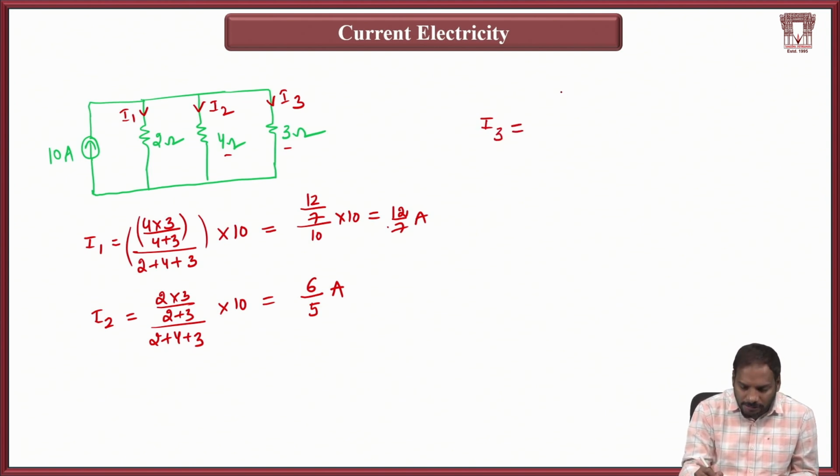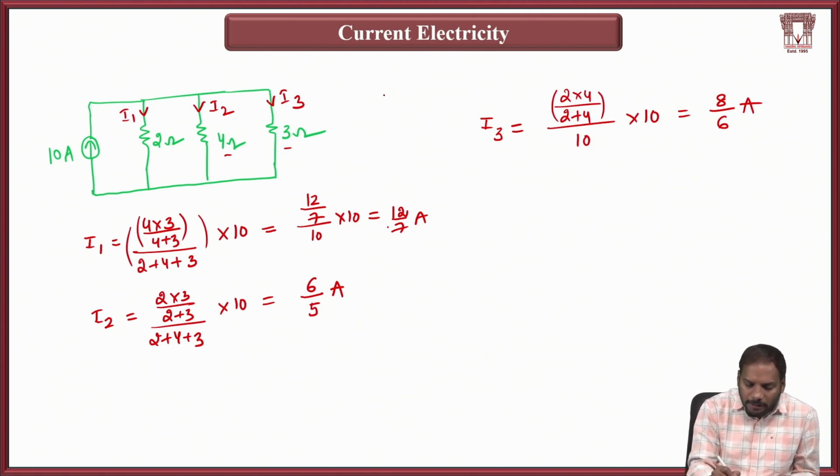Similarly, the value of I3 can be calculated using current division. The opposite resistance is the parallel combination of 2 and 4. So 2 into 4 divided by 2 plus 4, whole divided by 9, into 10. That means it is something like 8 by 6 amperes. So this is how you can calculate the values of I1, I2, I3 using the current division principle.